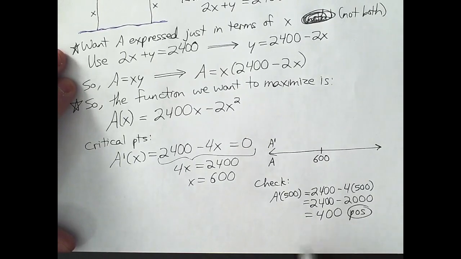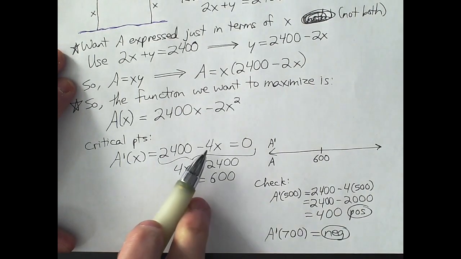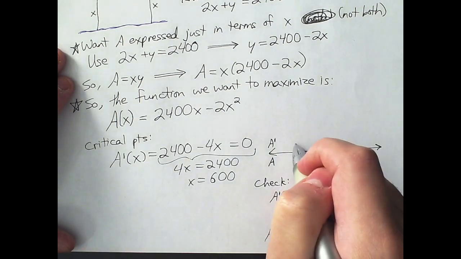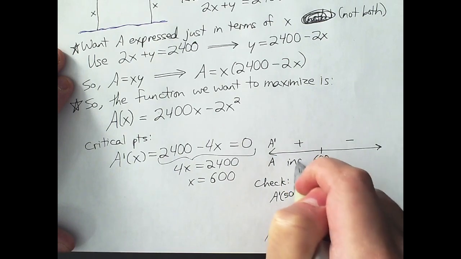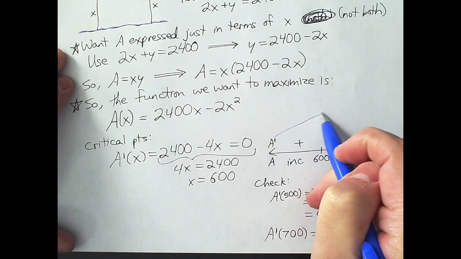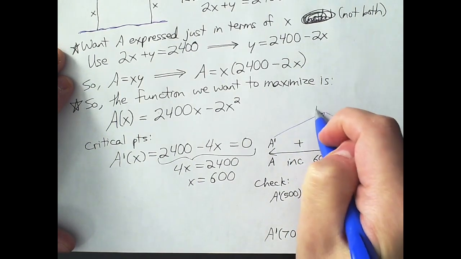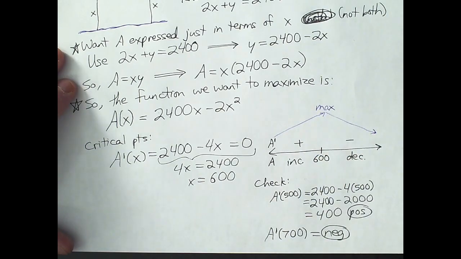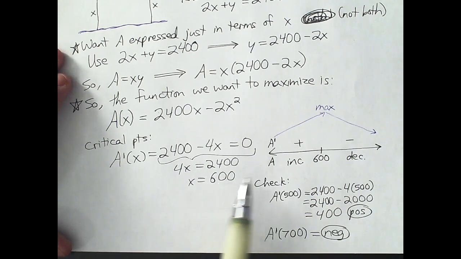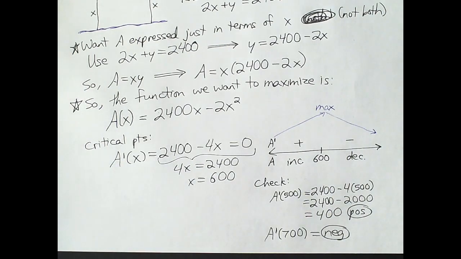I'm running out of space at the bottom here, but I'm just going to tell you that I checked 700 and found that it was negative. You can probably tell if you put 700 in, 2400 minus 2800. So we do get plus and then minus. So we get increase and then decrease, which is good because it means that the function is somehow going upward and then downward. So we do have a max occurring. So we verified, all of this work over here was to verify that x equals 600 is, in fact, an x-coordinate where a maximum occurs.